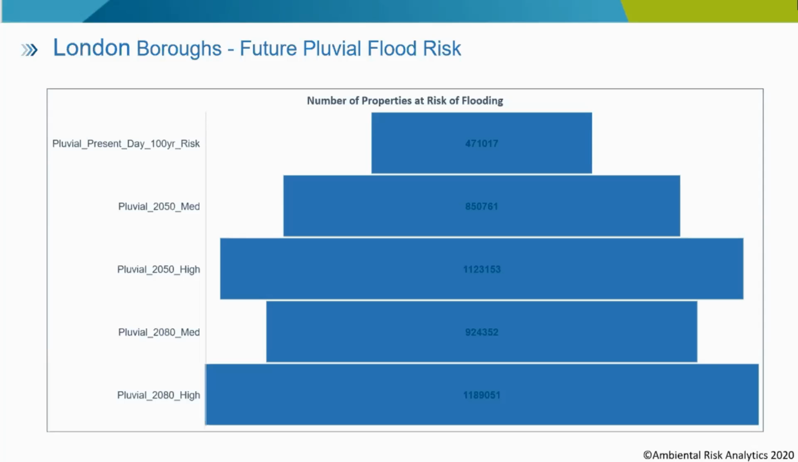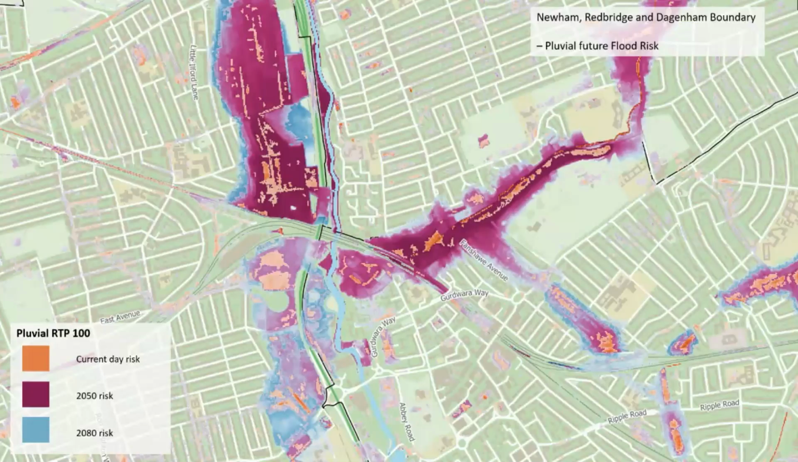So just as an illustration, if we look at one of the London boroughs, here, Newham and Redbridge, you can see that we've got the current risk there in the orange colour. And then we've got the purplish reddish colour there showing the 2050 risk, and again the blue, the 2080 risk, for the surface water here. So you can see, again these are undefended, this is pluvial, but there are no defences on here, and you can see how that risk is changing over time.